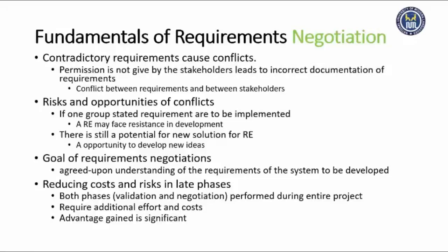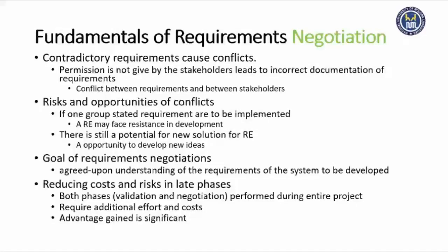Now look at the second part, which is requirement negotiation. The fundamentals of requirement negotiation demand that contradictory requirements may cause conflicts. So permissions need to be granted by the stakeholder if we are eliciting the requirements and then validating them. If they are incorrect in the documentation of the requirements, conflict between requirements and between stakeholders may arise. Risk and opportunities of conflicts.